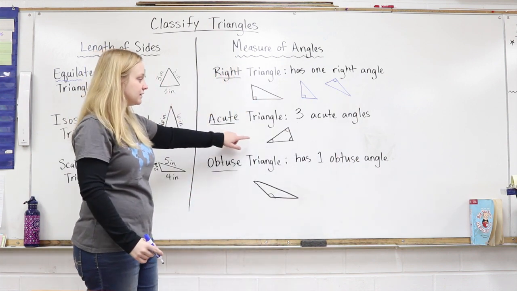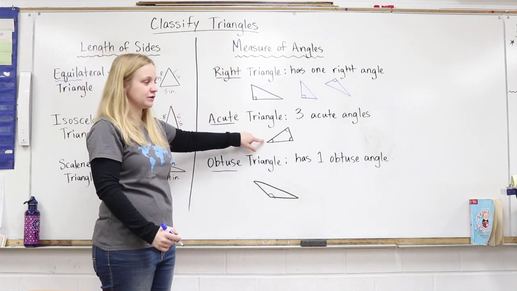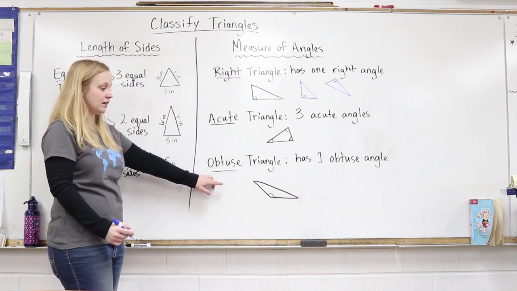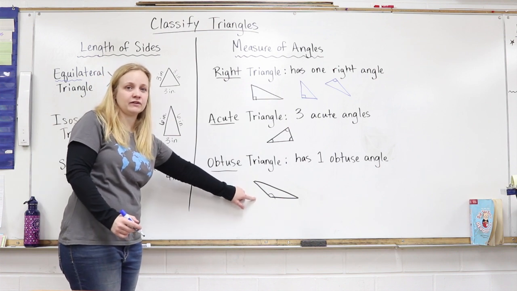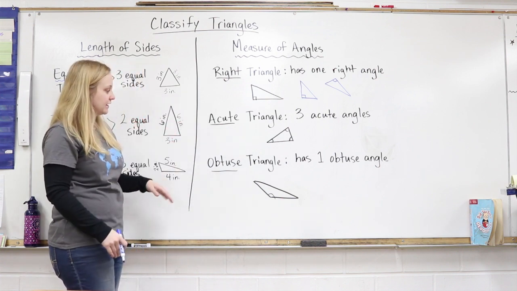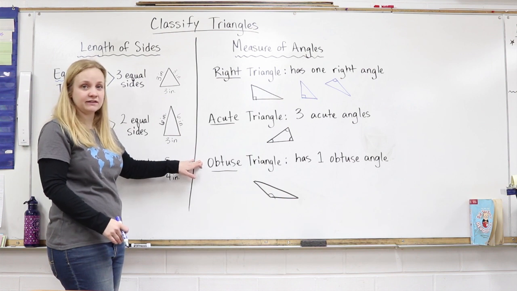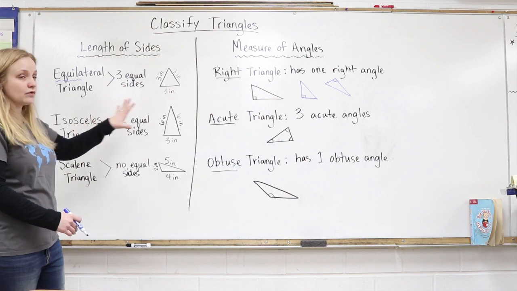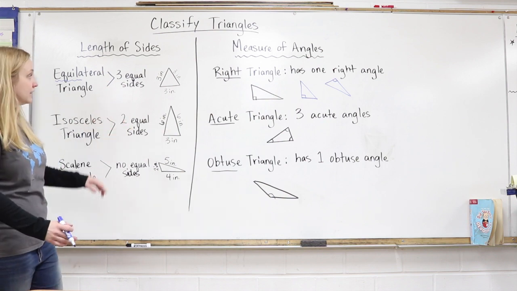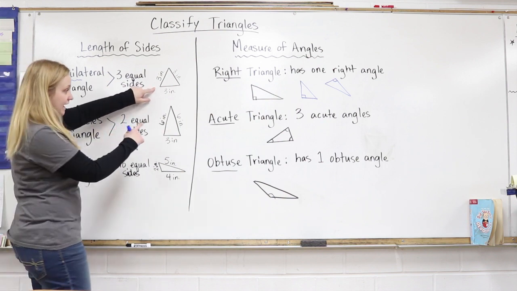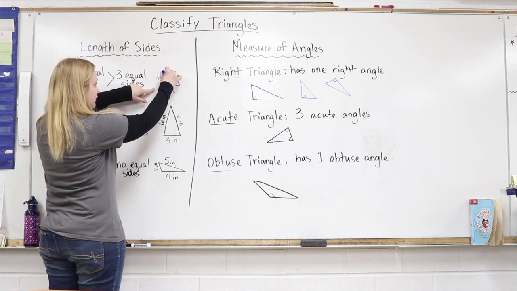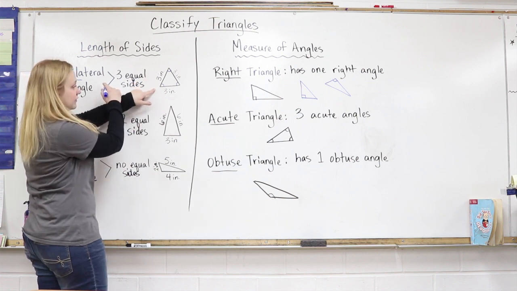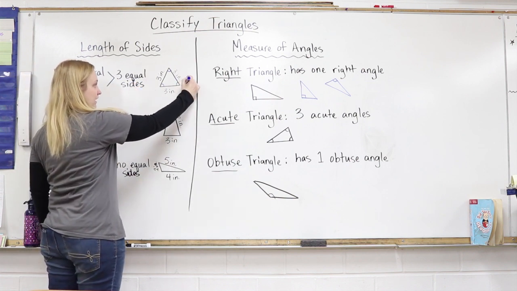An acute triangle has 3 acute angles, which are going to measure smaller than 90 degrees. And an obtuse triangle has 1 obtuse angle. So if you see a triangle that looks like it has something that has an angle bigger than 90 degrees, it's going to be an obtuse triangle. You can use 2 of these names to talk about a triangle. So this one is an equilateral, and you'll notice that these angles look like they are all smaller than 90 degrees. So this is an equilateral triangle and an acute triangle.